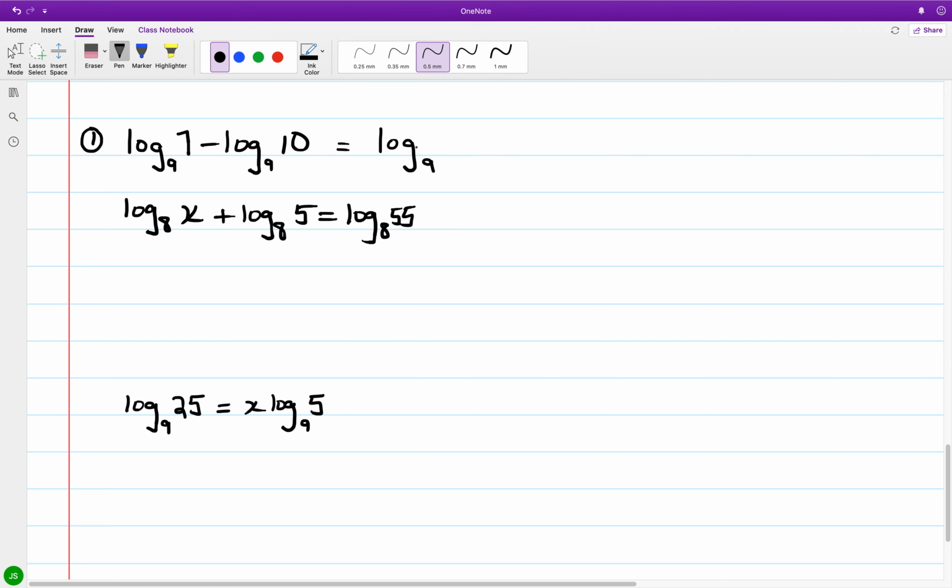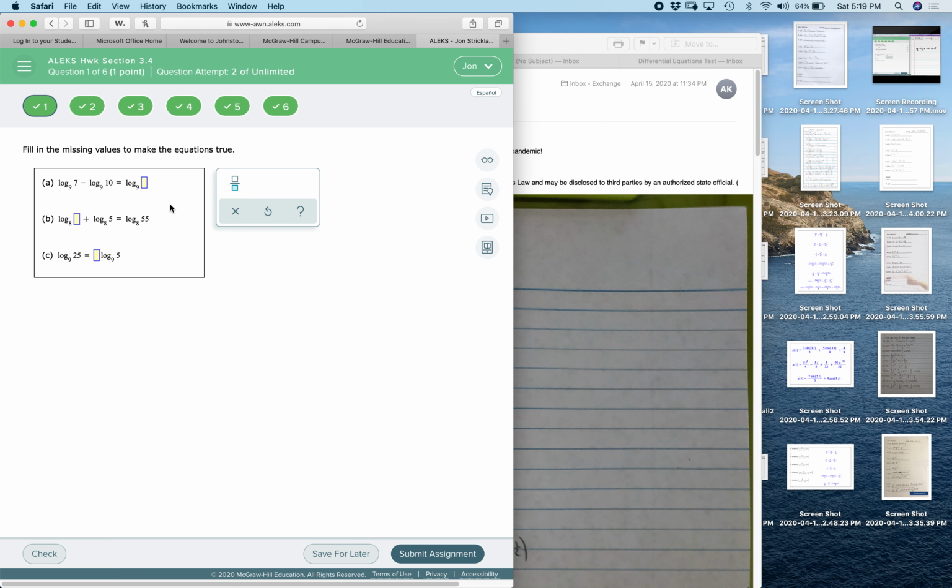Once we put it together, whatever is positive, the argument goes to the top, and whatever is negative, the corresponding argument goes in the denominator. So the difference between these terms will become the base 9 logarithm of 7/10.